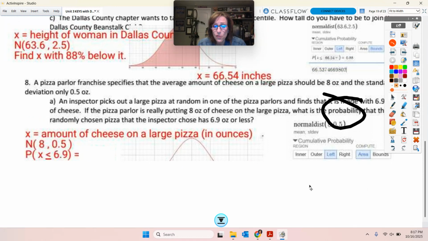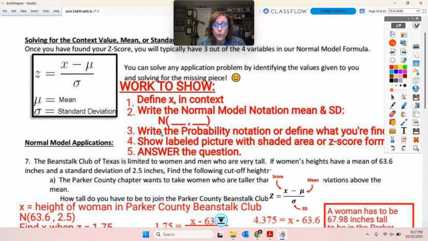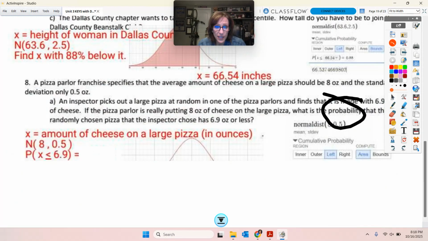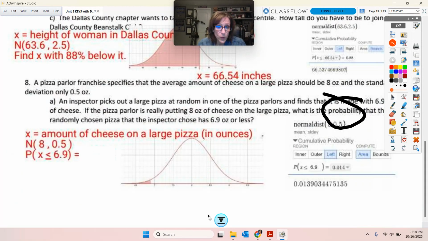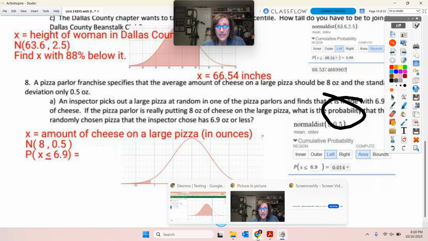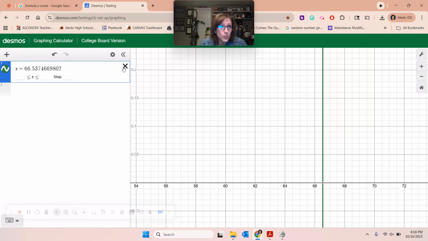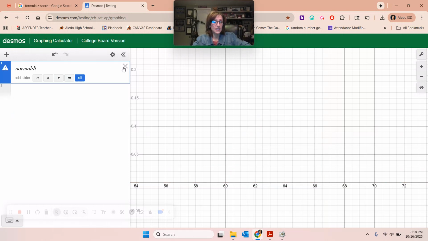Okay, so then we have our picture. Remember, we're talking about what work to show. We just wrote out the probability notation to define what we're looking for. So show a labeled picture with the shaded area. Here is what we want. This is our area. Probabilities and areas like this we can get easily in Desmos, so let's go to that. We have a new normal distribution: normal dist of 8 and 0.5, half an ounce.